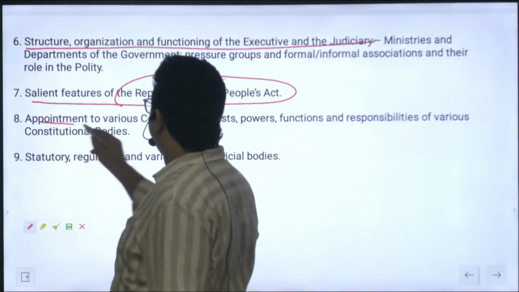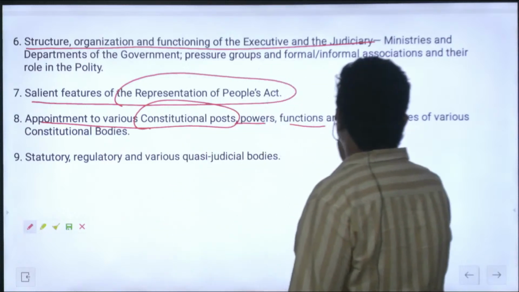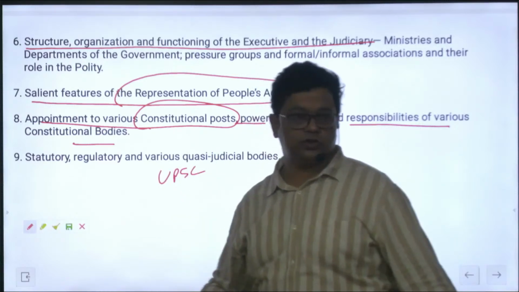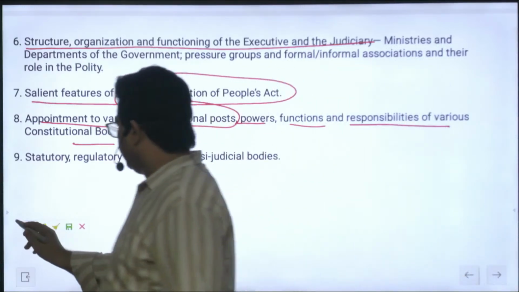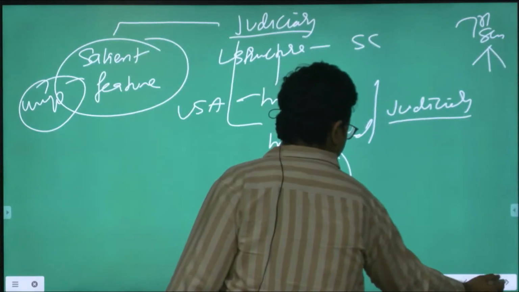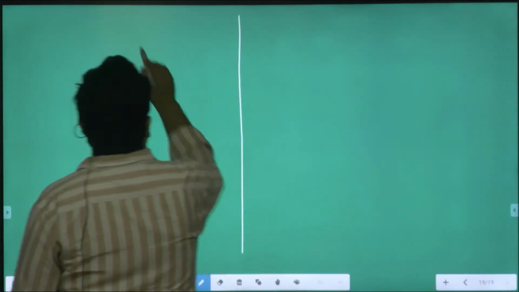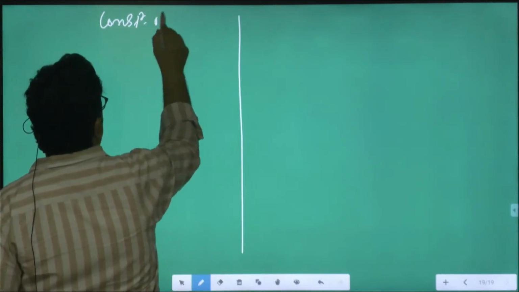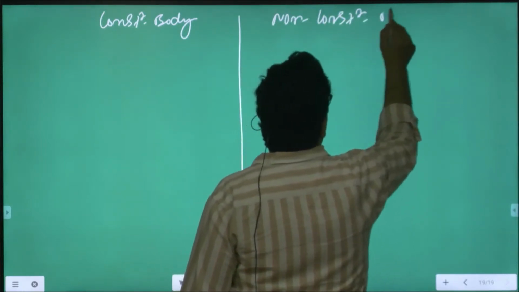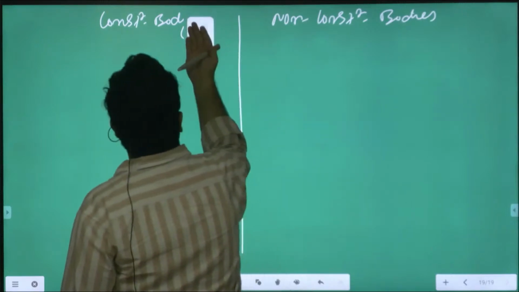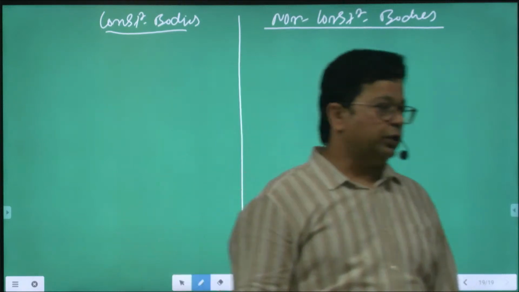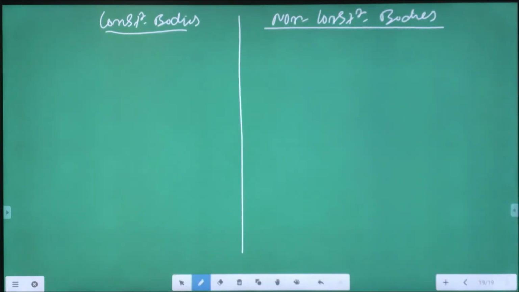Next is appointment to various constitutional posts, and the powers, functions and responsibilities of various constitutional bodies, like UPSC, which is a constitutional body, right? Now there is a difference between bodies. One is a constitutional body and one is a non-constitutional body. Do you understand the difference between the two? Constitutional bodies and non-constitutional bodies.